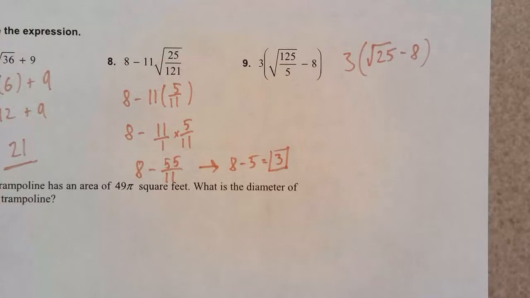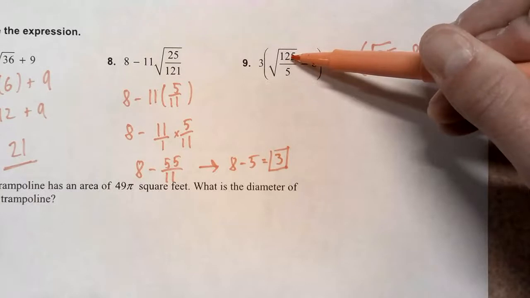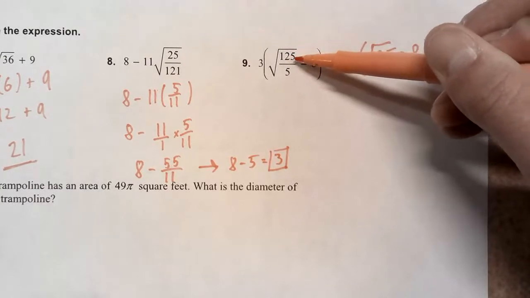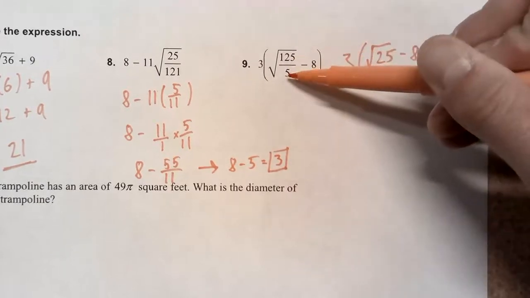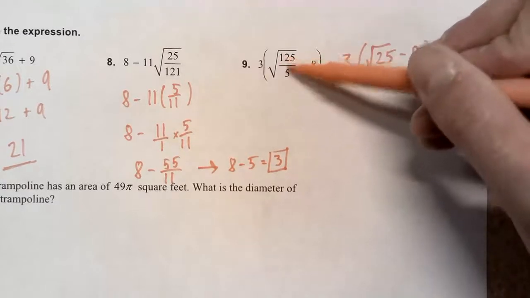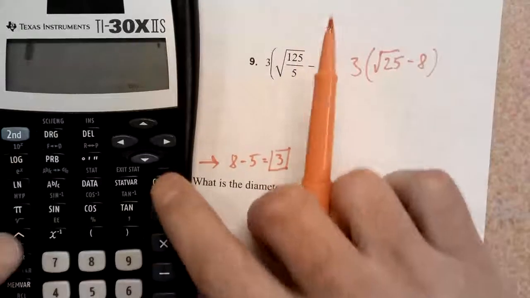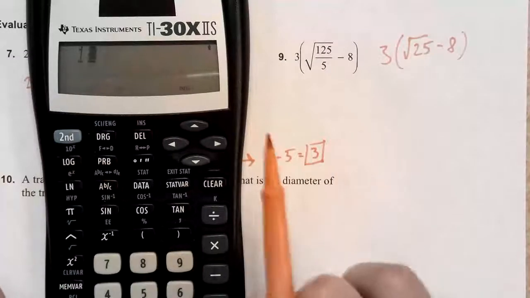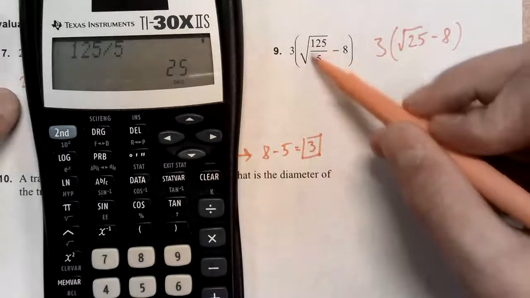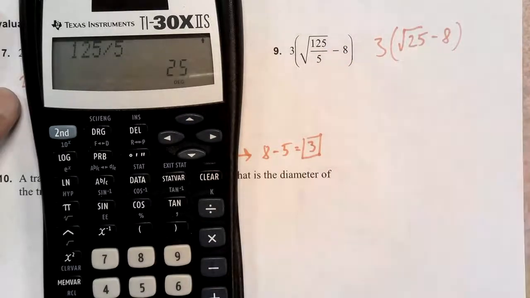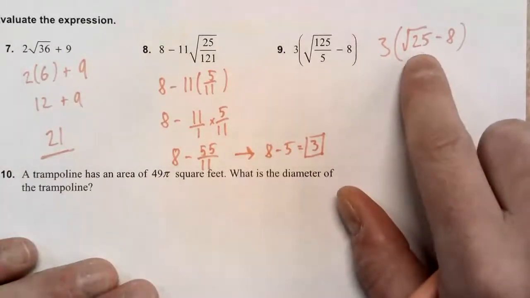This last problem, a little bit different because 125, well, this is not a perfect square. There really isn't a whole number that when you multiply it times itself, you get 125. Same for 5. So one thing I can do is reduce this fraction and hope that will give me a perfect square. So if I come to my calculator and do 125 divided by 5, I get 25. So I'm going to reduce this fraction to 25 here. Okay, and now that actually is a perfect square. 5 times 5 is 25.